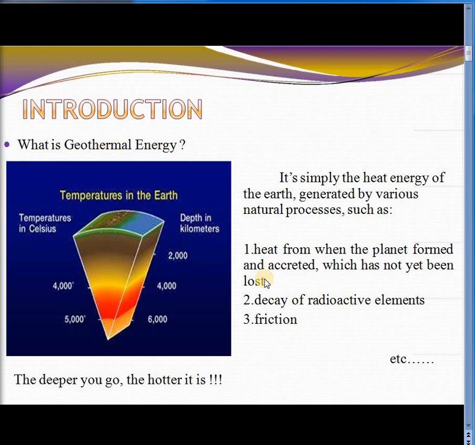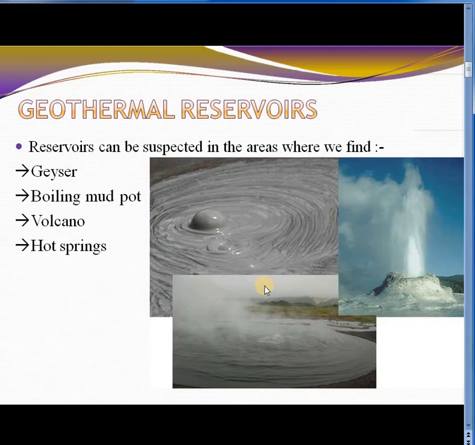Now moving on towards where the reservoirs of geothermal energy are. The reservoirs of geothermal energy are found in areas where you have geysers. Geysers are the areas where water springs out like hot air or hot steam. Also boiling mud pots and volcanoes, wherever you have volcanoes. So these all are geothermal reservoirs, and they can be used for the extraction of energy.